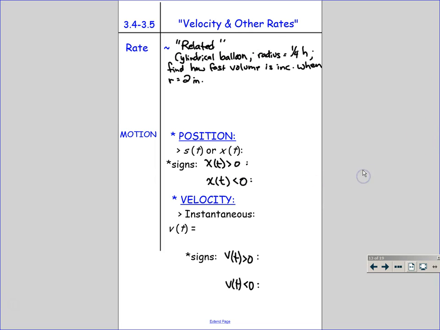Here we are. What's going on, guys? In the beginning: cylindrical balloon, radius 1/4 h. Find how fast volume is increasing when r is equal to 2. Why are they able to give this to us now?